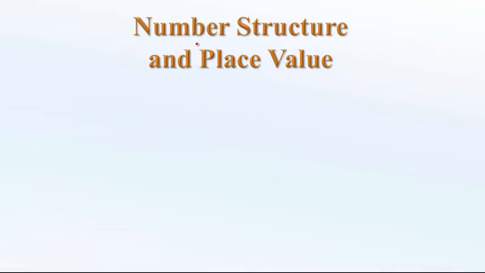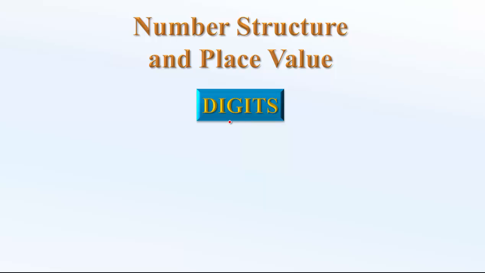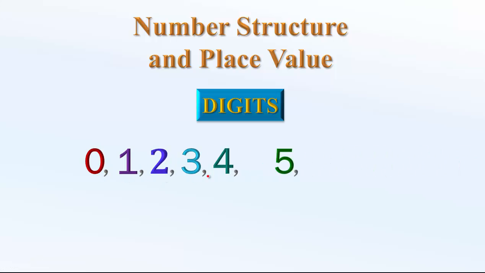In this lesson, we'll talk about number structure and place value. All our numbers are built out of digits. What are digits? Well, those are numbers like 0, 1, 2, 3, 4, 5, 6, 7, 8, and 9. There are 10 digits, and those are all the signs that we need to represent any number that we wish.